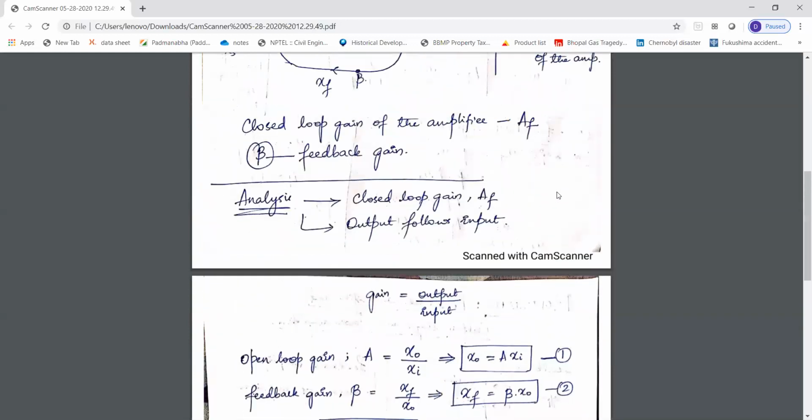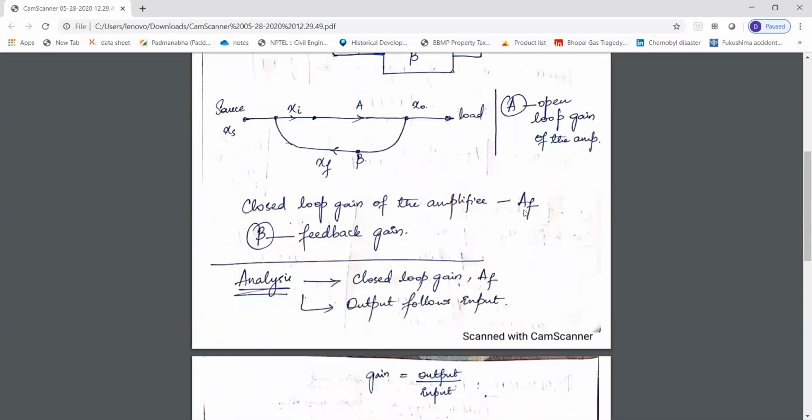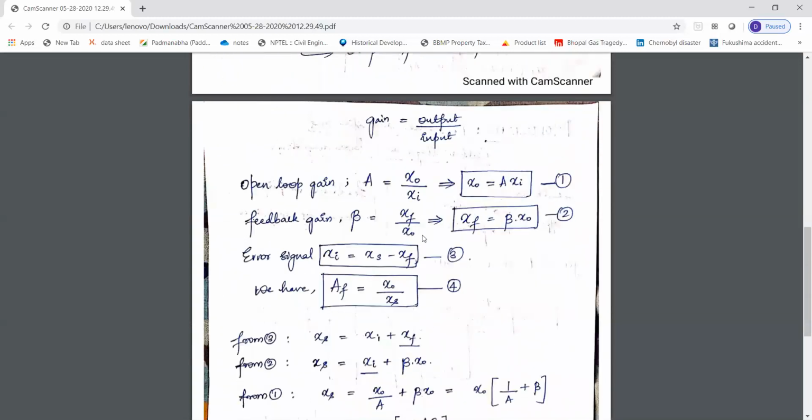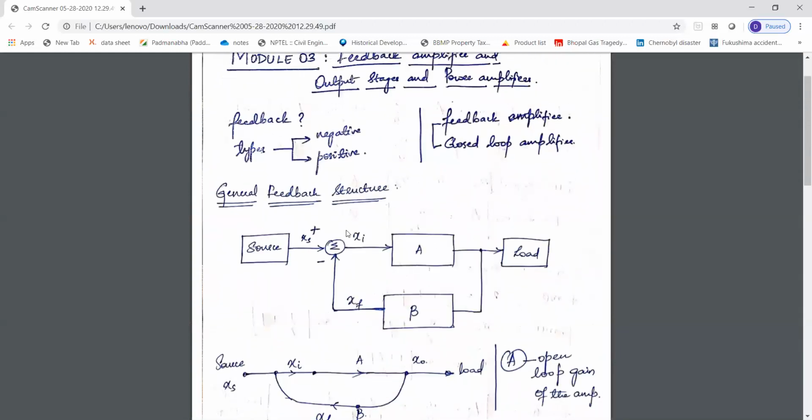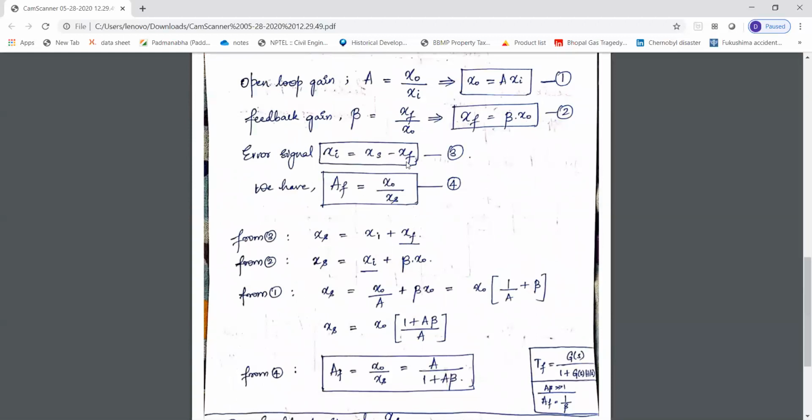Next we'll write the equation for feedback gain. Feedback gain is equal to output by input. The output is XF, the input is X naught, so beta is equal to XF by X naught. From this we can write XF is equal to beta into X naught. Name this as equation 2. And the error signal, that is the output of the summer, is termed the error signal, that is Xi is equal to the difference of XS and XF. So Xi is equal to XS minus XF. Name this as equation 3.